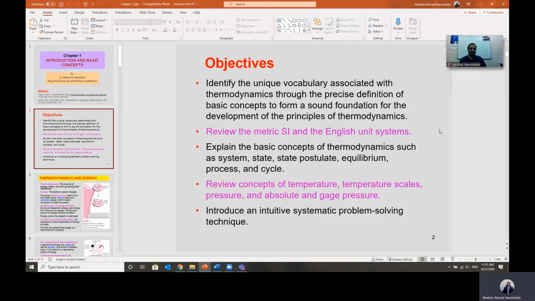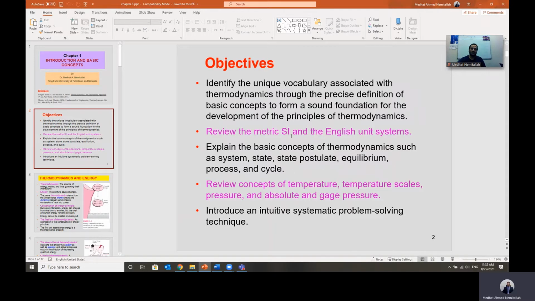like the definition of the word thermodynamics itself, also the definition of the different kinds of system, open and closed system, state postulate, the equilibrium state of a system, the difference between process and cycle. All of these definitions will be defined through the introduction course.